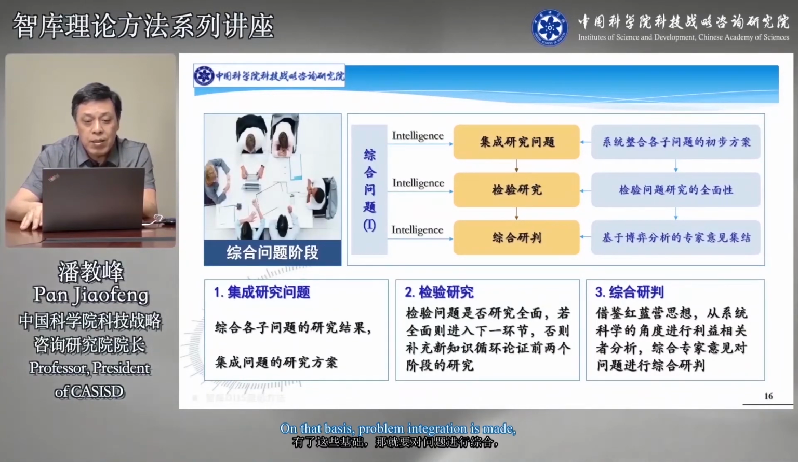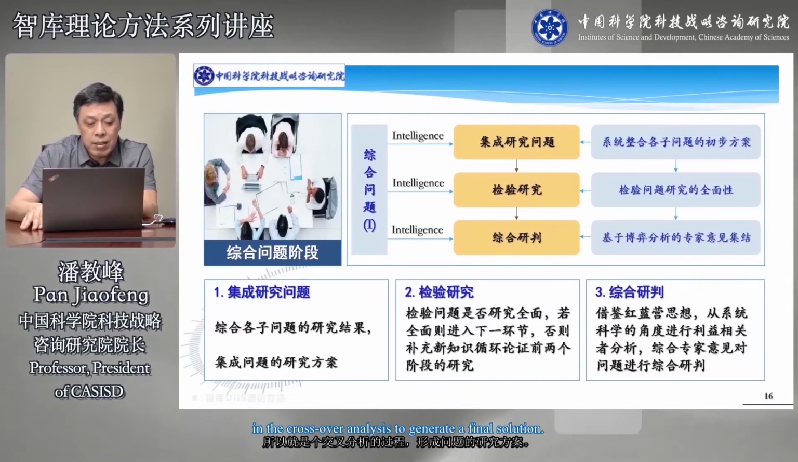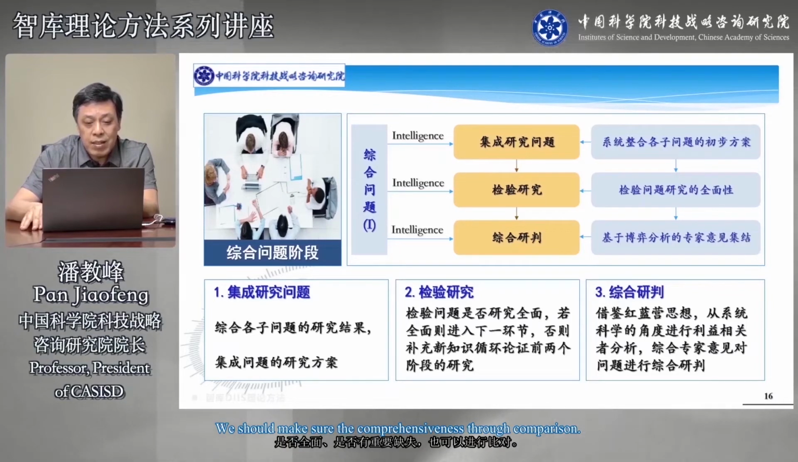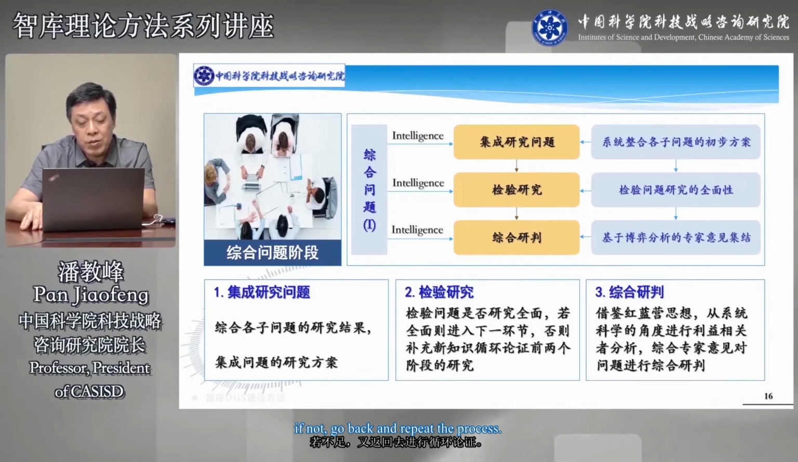On that basis, problem integration is made, which is highly dependent on the wisdom of experts. Preliminary solutions to subproblems are systematically combined in the crossover analysis to generate a final solution. Whether the research is scientific and comprehensive should be verified. We should make sure the comprehensiveness through comparison. If comprehensive, move on. If not, go back and repeat the process.